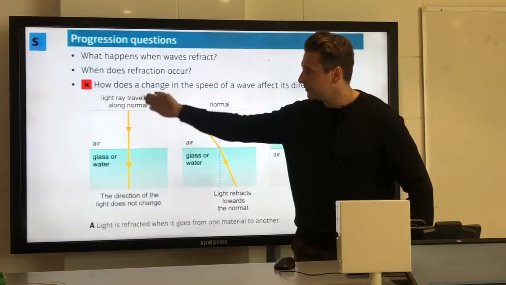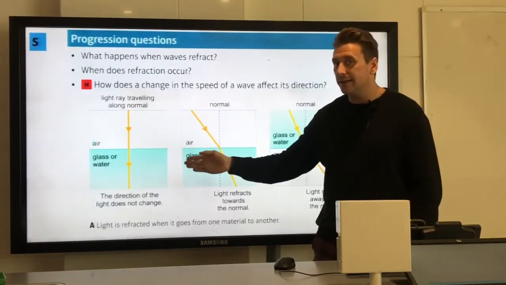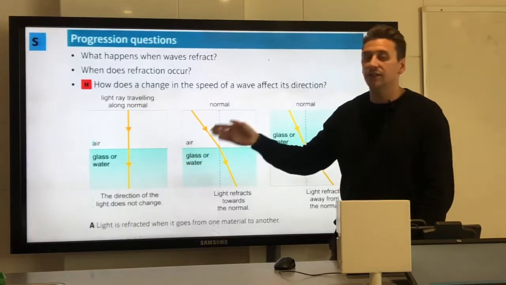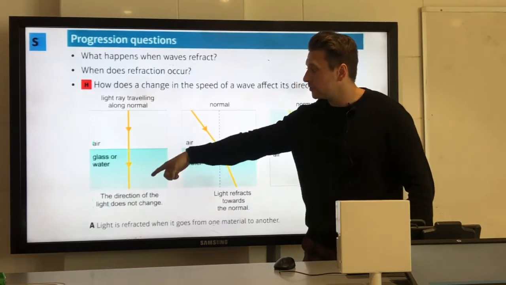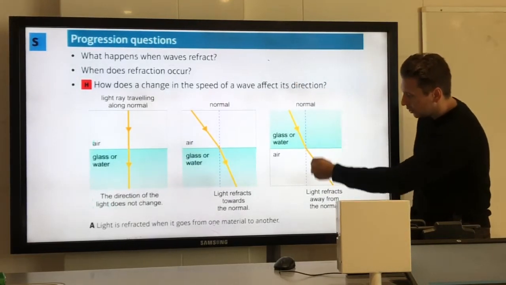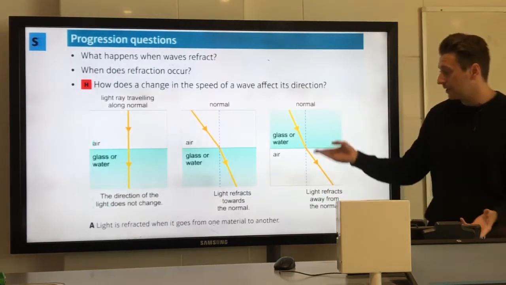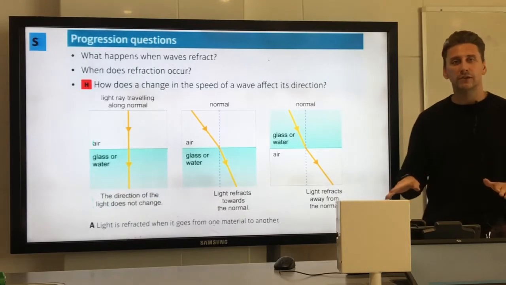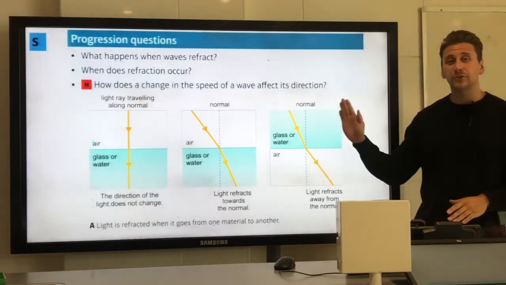If light were traveling 90 degrees to the boundary, or along the normal line, then there will be no change in direction. It will still change speed. It still slows down in the water. It could still be going along here in the glass or the water and coming out of the air. If it was traveling along the normal, it would still speed up when it left, but it would not change its direction. It has to come in to the boundary at an angle to the normal.